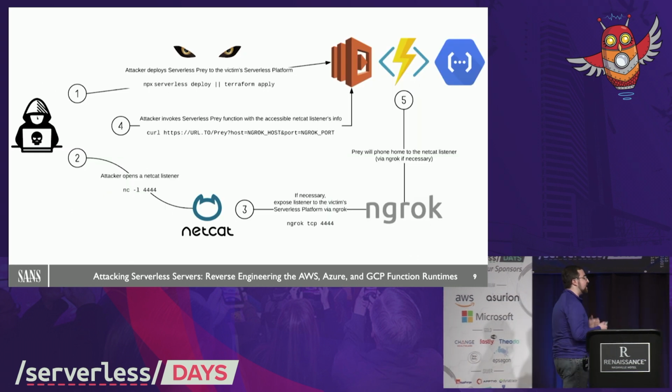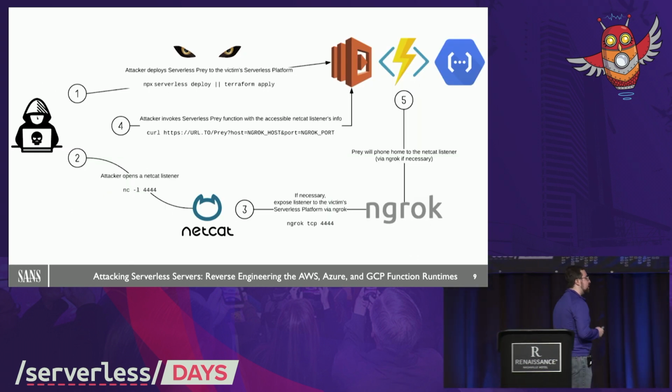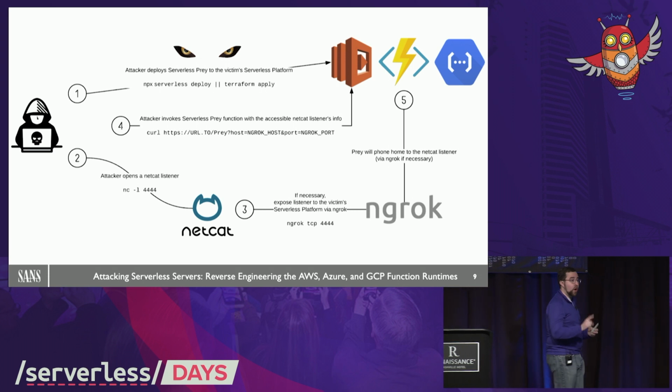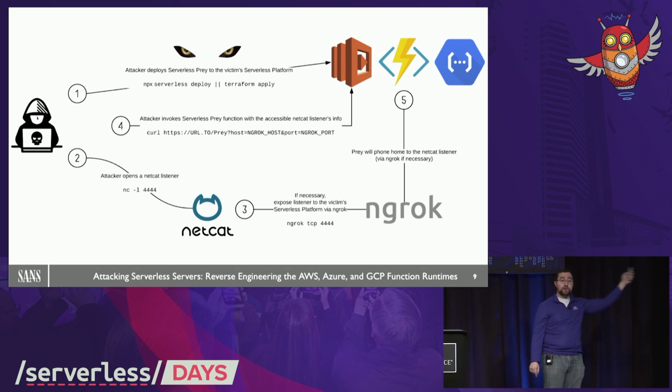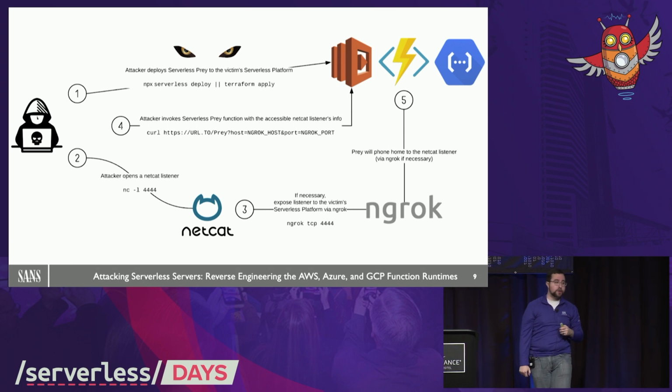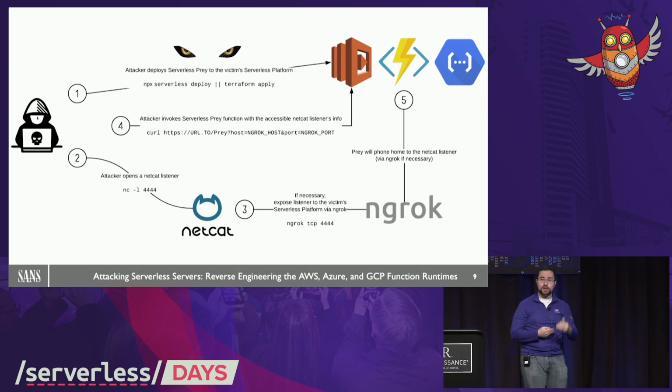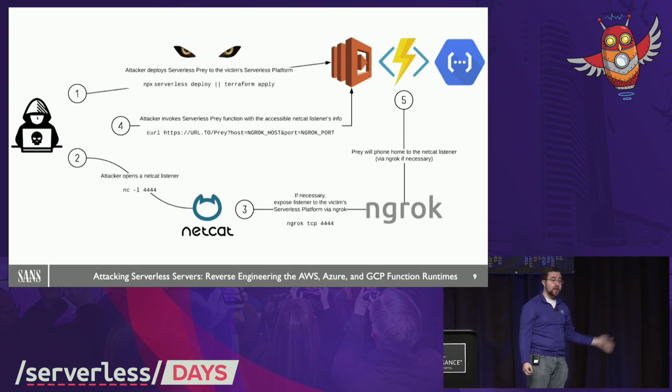So here's a bit of a technical diagram of what we're going to be doing. I've already done step one. I have deployed the serverless prey functions to the 3 cloud providers that I want to attack. So this is simulating the process of an attack. A real attacker would not actually deploy this function. They would use command injection or a supply chain attack to do a similar thing. We're going to use this to simulate the attack.